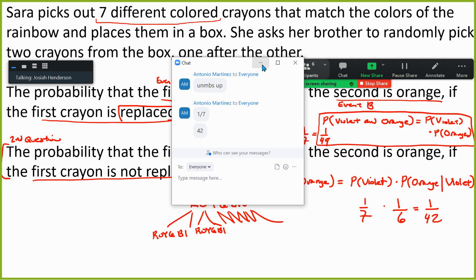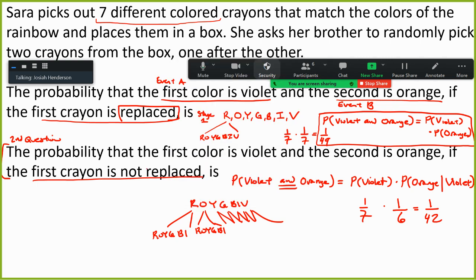Awesome. Antonio, thank you. I see you figured out that sample space for the second question. Folks, before we do any other questions or new problems to solve, any questions about this example, please?